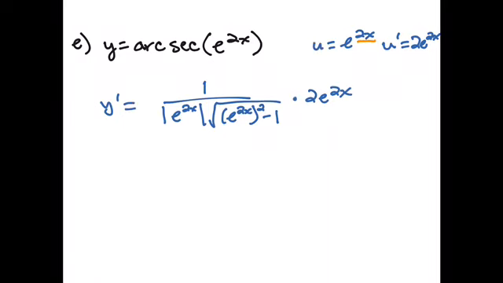Now, when I look at this, the absolute value of e to the 2x, e to the 2x is always a positive number, so I don't really need the absolute values there. But I also see that I can simplify e to the 2x divided by e to the 2x here. And I will get 2 over the square root. If I square e to the 2x, that's a power of a power, which means multiply exponents, so I'm going to get e to the 4x minus 1.